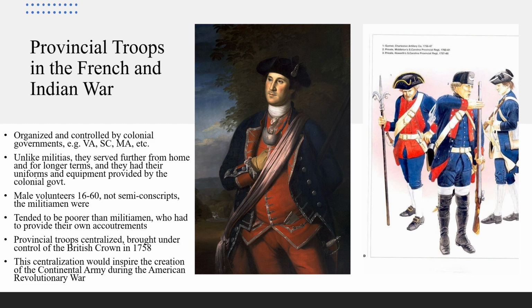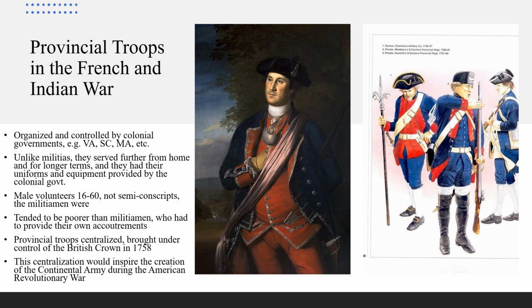Once again, they were about the same age range as the militiamen, although they tended to be from lower social classes than militiamen. Militiamen obviously had to provide their own weapons and their own clothing and equipment. The provincial soldiers had those things issued to them, allowing poorer men to join the provincial troops.